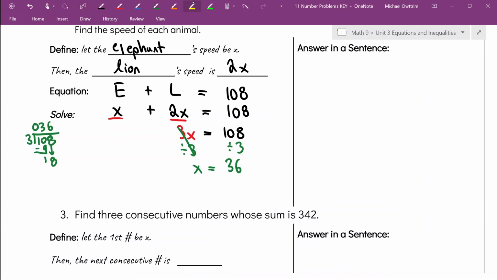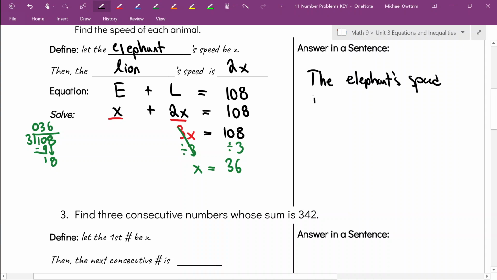Now if we look back up above, we said that our elephant speed is x. So we can say the elephant speed is 36 kilometers per hour. We do still need to calculate our lion speed. So our lion's is equal to 2x, which is 2 times that 36, which is 72. Of course, don't be afraid to long multiply there if you need to.